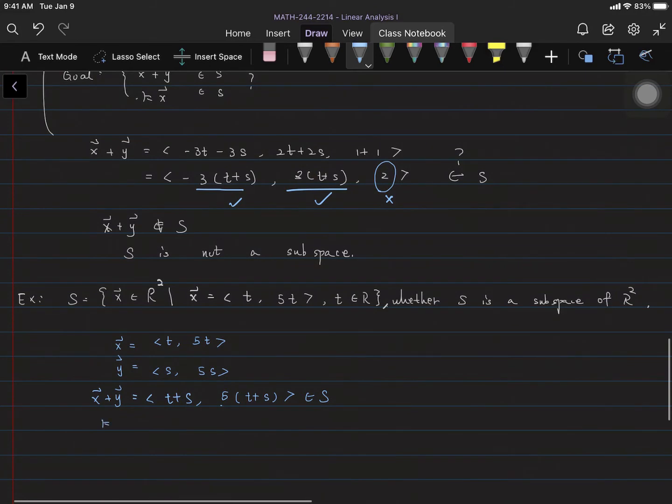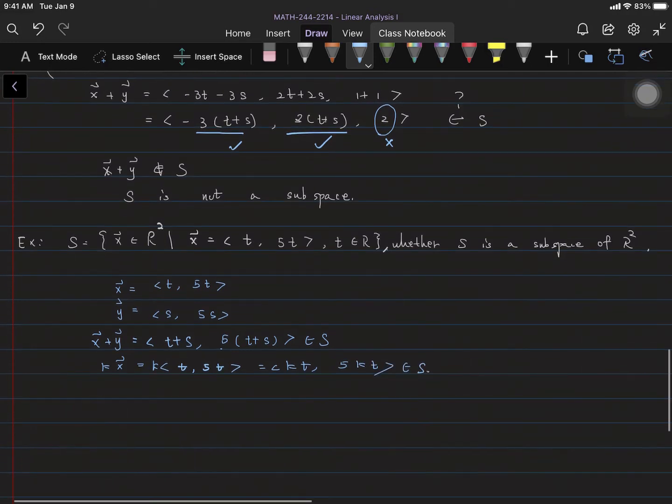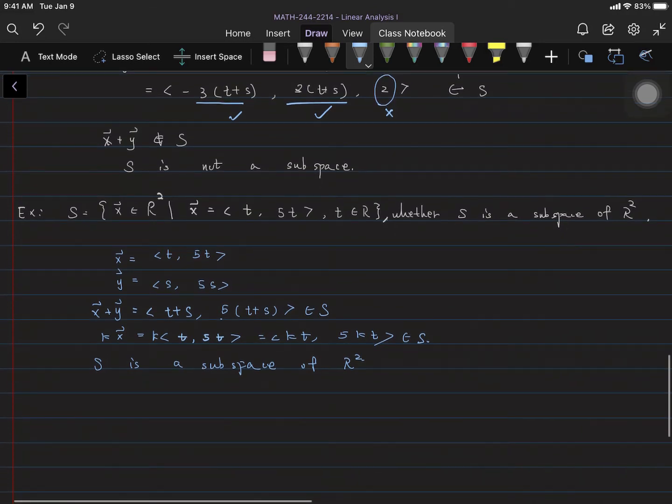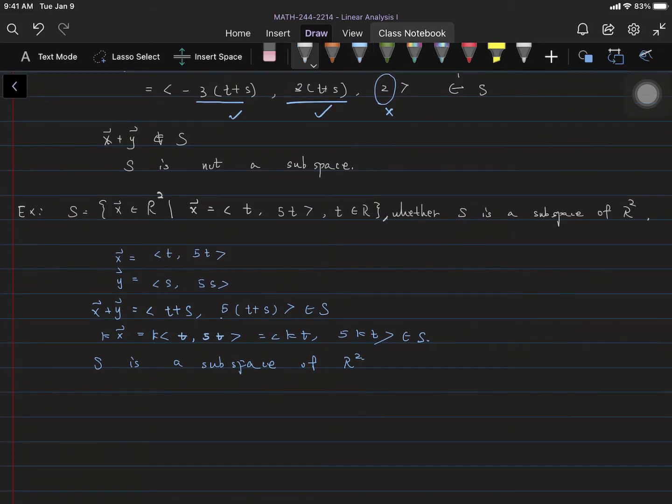So this belongs to S. Let's do the scalar multiplication. It's going to be k times (t, 5t), which equals kt, 5kt. So this also belongs to S. In this case, we can say S is a subspace of R2. Just like this kind of thing. Not difficult, right? Don't worry too much. Let's take another one. I'm going to give you another exercise problem.